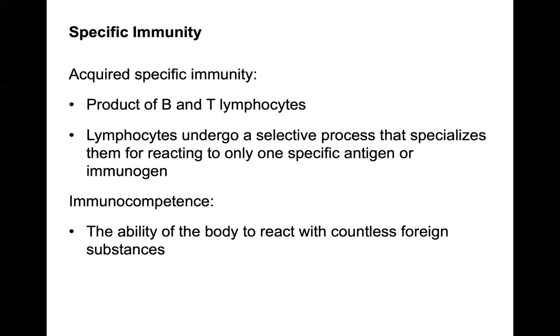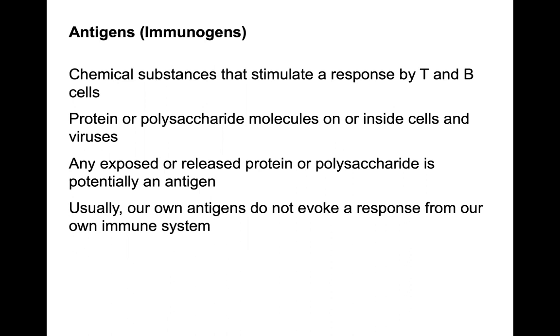The lymphocytes will undergo a selective process that specializes them for reacting to only one specific antigen or immunogen. Immunocompetence is the ability of the body to react with countless foreign substances. Now, antigens or immunogens are chemical substances that stimulate a response by a T and B cell. It could be a protein, it could be a polysaccharide molecule on or inside the cells, and viruses.